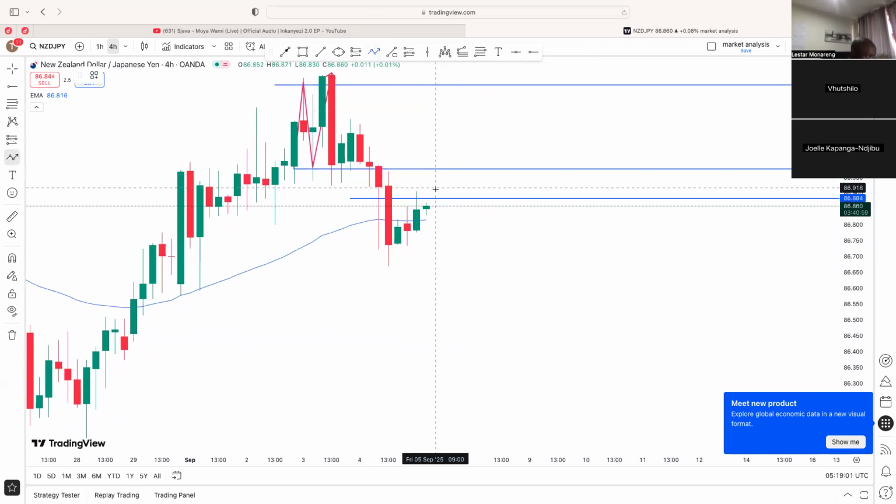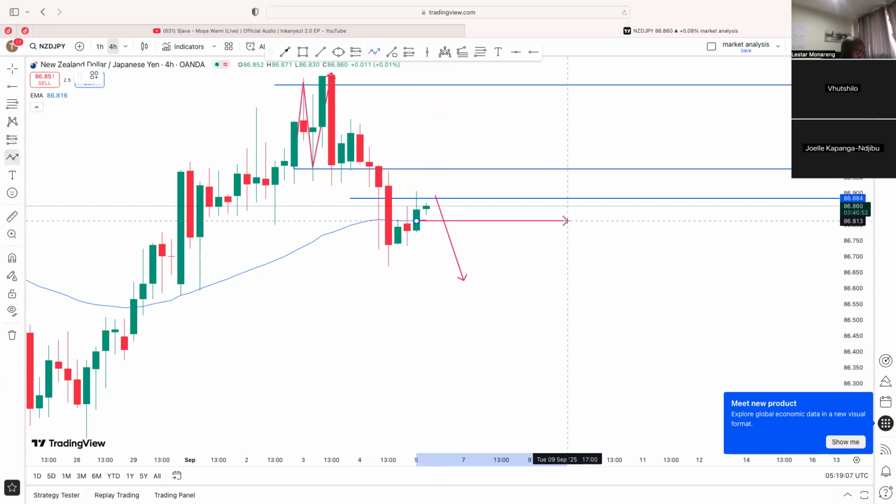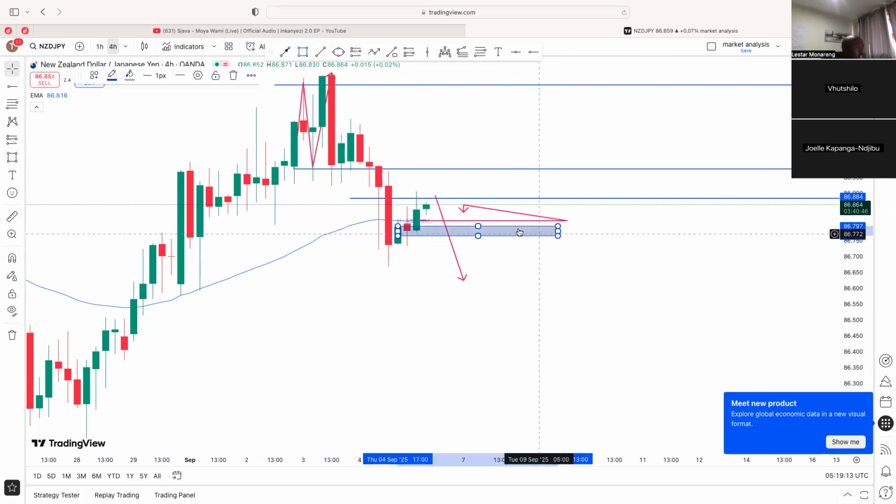The market might turn from where it's at. What we want is just the EMA to continue to cross, then the market trades below this area, this EMA. That's it. Then we've got our entry. That's what we're waiting for.